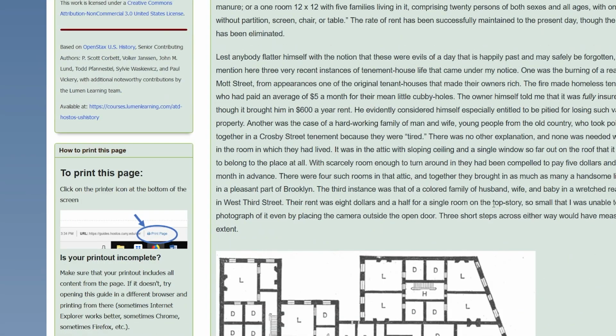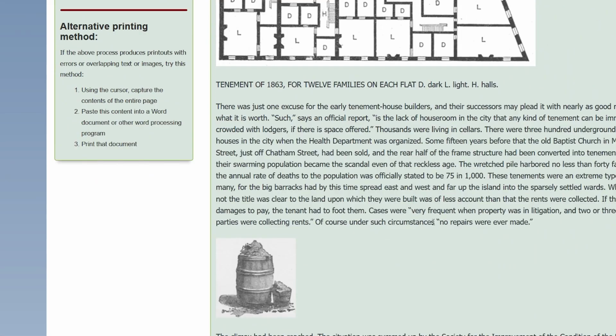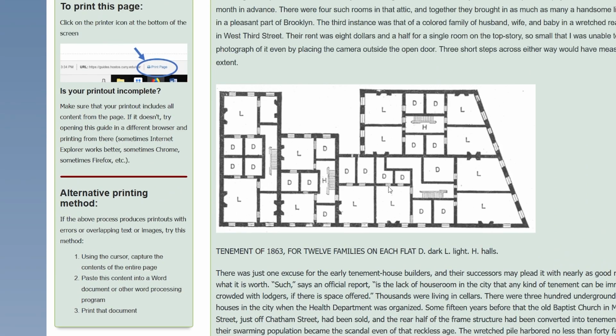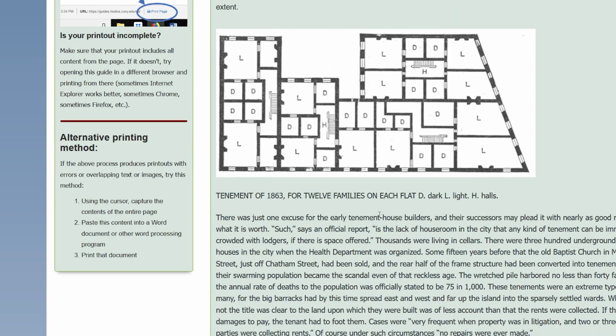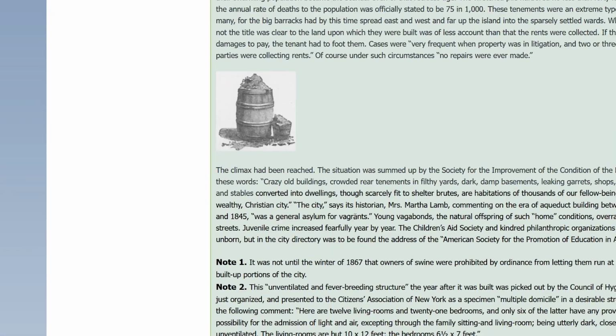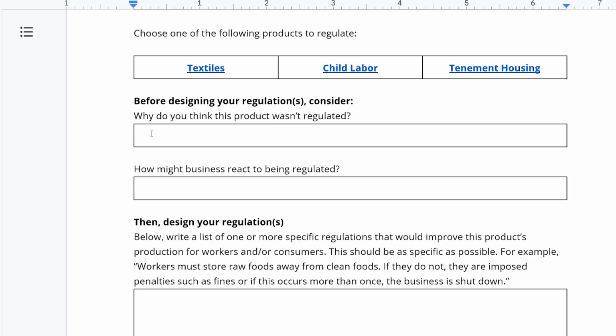This is probably the most difficult of the bunch. I think if I were doing this for real, I would take an excerpt from this and just shorten it a little bit. Sure, but the overall idea is here. This graphic's really cool. Oh God, it's 12 families on each flat. So how each room was divided for each family. And then again, their goal is to design regulations.